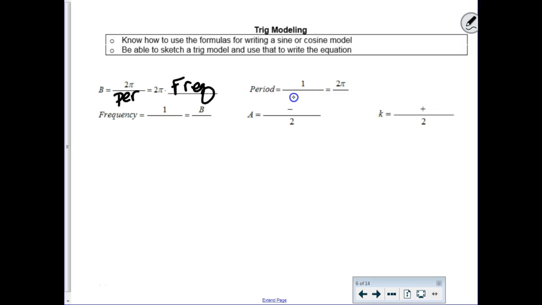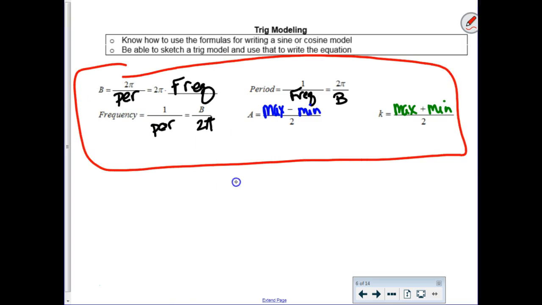Don't panic about that. The period is 1 over frequency, or 2 pi divided by b. Again, this will be given to you. Frequency is 1 over period, or b divided by 2 pi, in case you need that. All right, amplitude is max minus min divided by 2. And then the k value is max plus min divided by 2. So just so we're all clear, everything that we just wrote down, this is all given to you on the test.